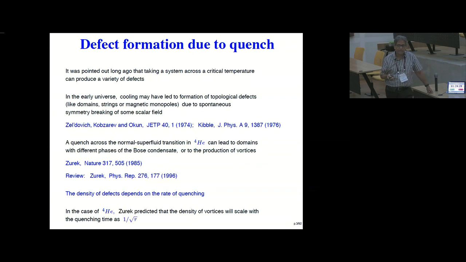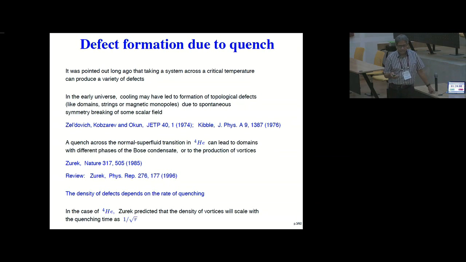By the rate of quenching, I mean there's some parameter that you're varying in the system, and let's say you're varying this linearly in time. The rate at which you vary this is the rate of quenching. The word quenching is sometimes used for a sudden quench, a sudden change of something. But I'm going to use it in the sense of not a sudden quench, but something where you vary something linearly in time. And so there'll be a rate associated with that.